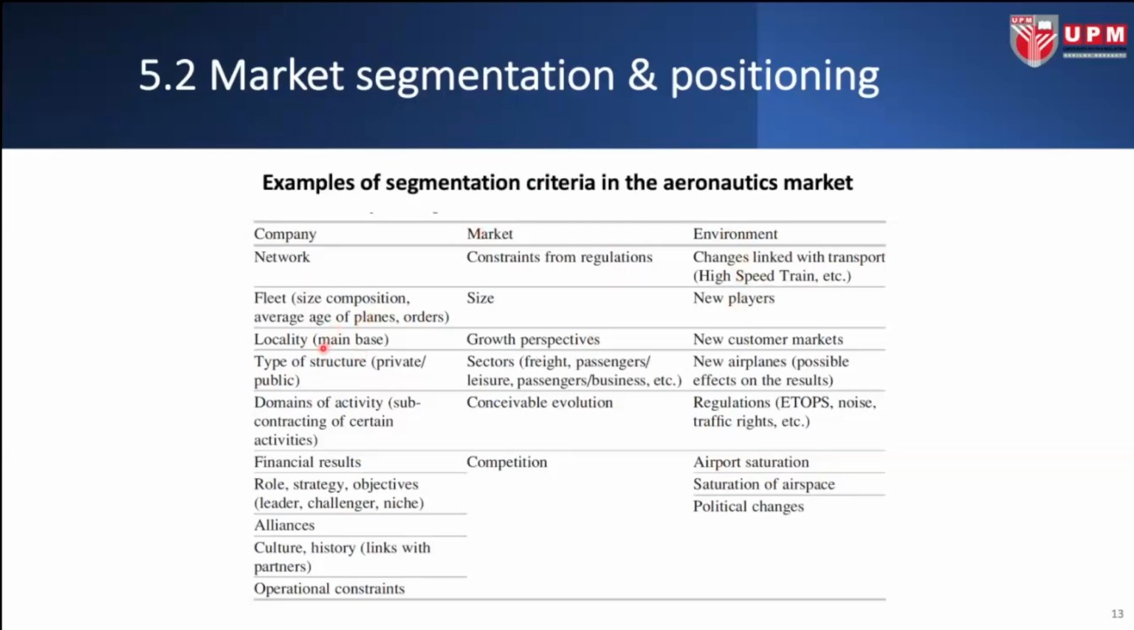So you can see that in terms of the aeronautics market, they can have a cluster of companies by locality, by type, by domain of activity, financial result, role, alliances. There are many alliances within the airlines all over the world. Okay, the culture, history, and operational constraints. Whereas for market, you can look into constraints from regulation, size, growth, perspective, sectors, conceivable evolution and competition. Whereas for environment, you can have airport saturation, regulations, political changes, new customer markets, and so on. So these are just examples of segmentation criteria being used in the aeronautics market, right?